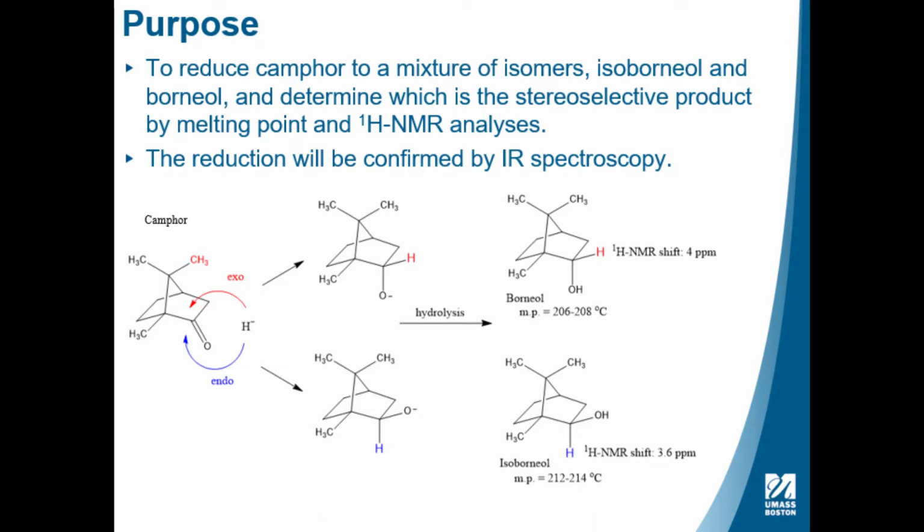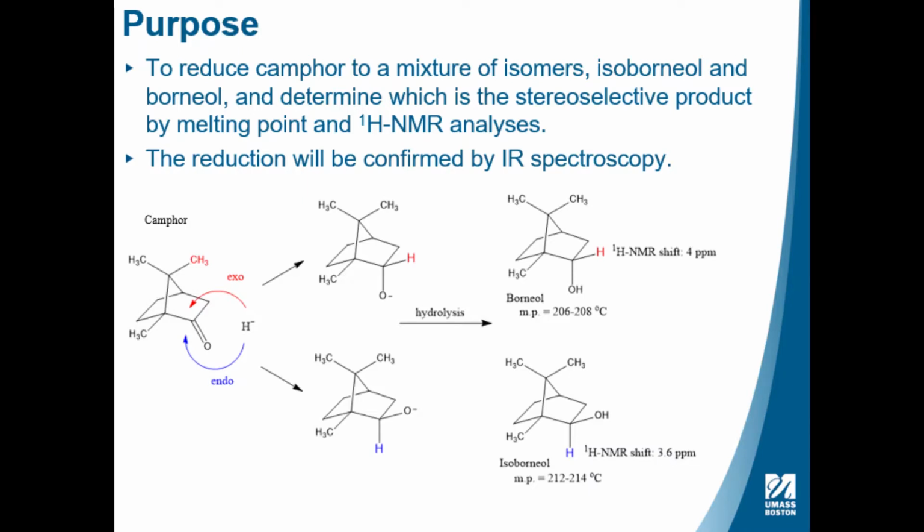Camphor contains a carbonyl that can be reduced to an alcohol by nucleophilic attack by a hydride ion followed by hydrolysis. The hydride ion can approach the carbonyl carbon from the top or the exo approach, which is sterically hindered by the methyl group on the bridge, or from the bottom or the endo approach, which is not sterically hindered.